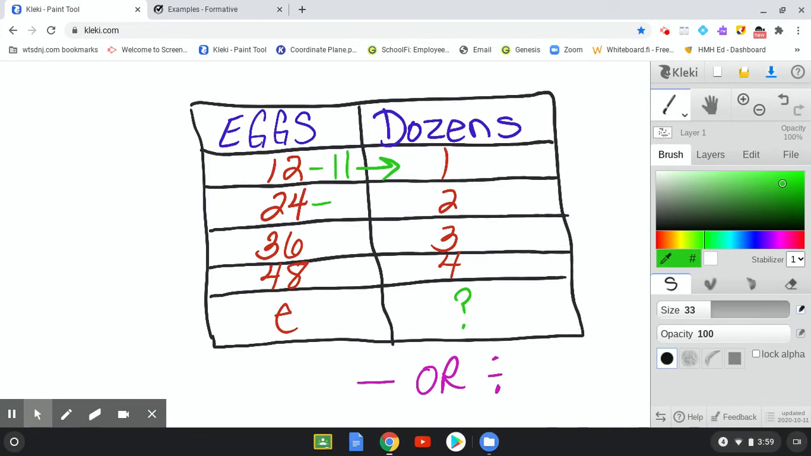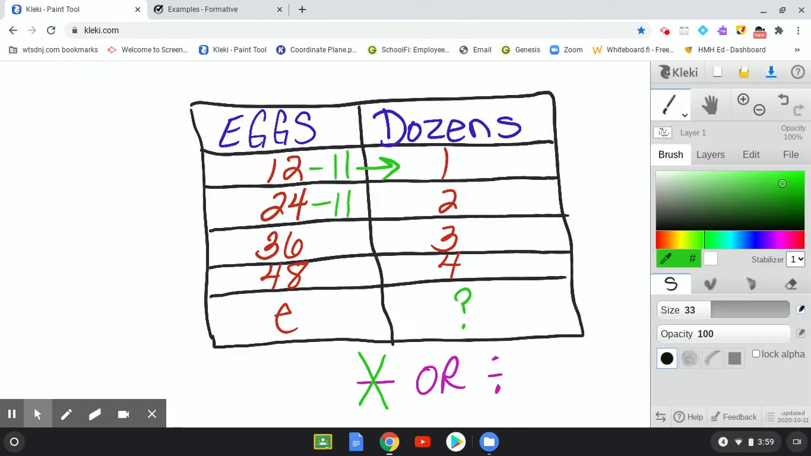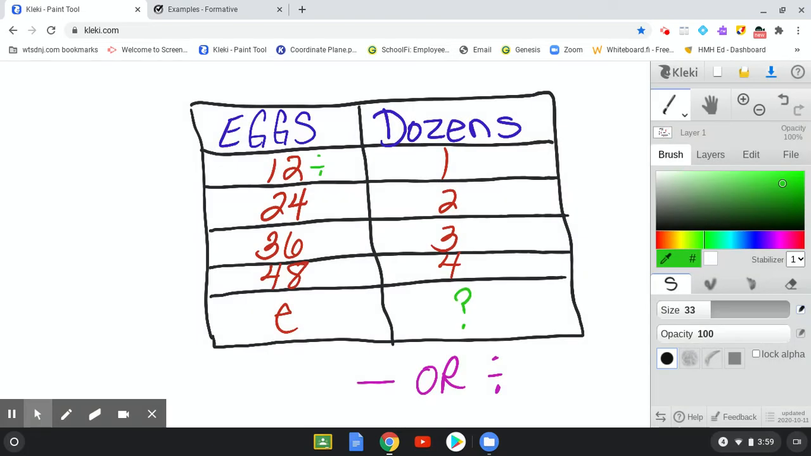Let's see, 24 minus 11. Does that give me a 2? Well, 24 minus 11 does not give me 2. So I know my operation is not going to be subtraction. So now I have to try, what am I going to try next? I'm going to try division next because I'm going from a larger number to a smaller number. So let's see, 12 divided by what is going to give me 1? Well, 12 divided by 12 gives me 1. Let's see if that works for the rest. 24 divided by 12. 24 divided by 12 just so happens gives me 2.